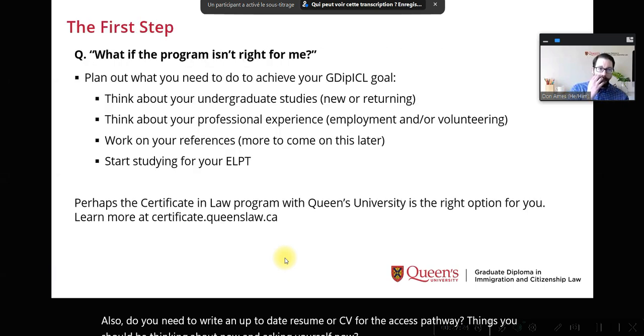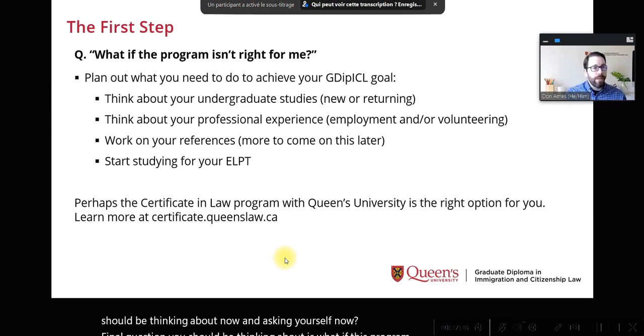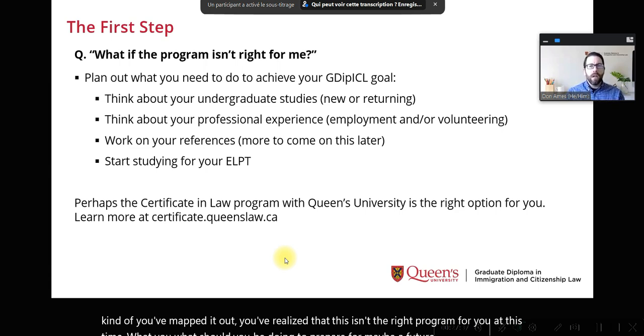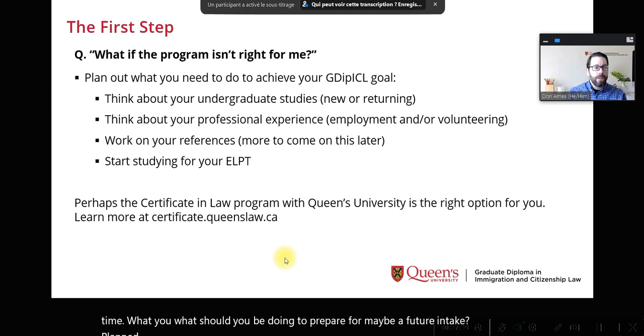Final question you should be thinking about is, what if this program isn't right for me? So you've mapped it out. You've realized that this isn't the right program for you at this time. What should you be doing to prepare for maybe a future intake? Plan. Make sure you are prepared for a future application as necessary.